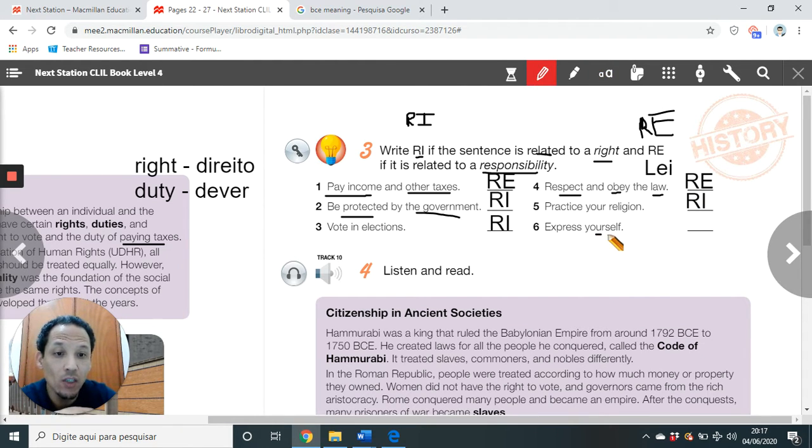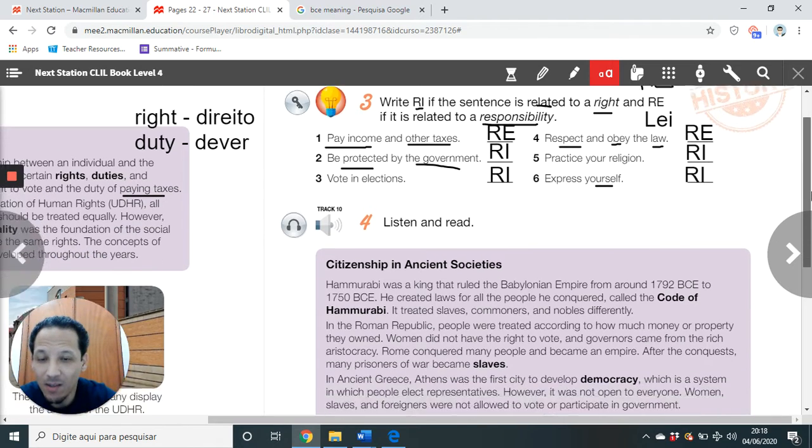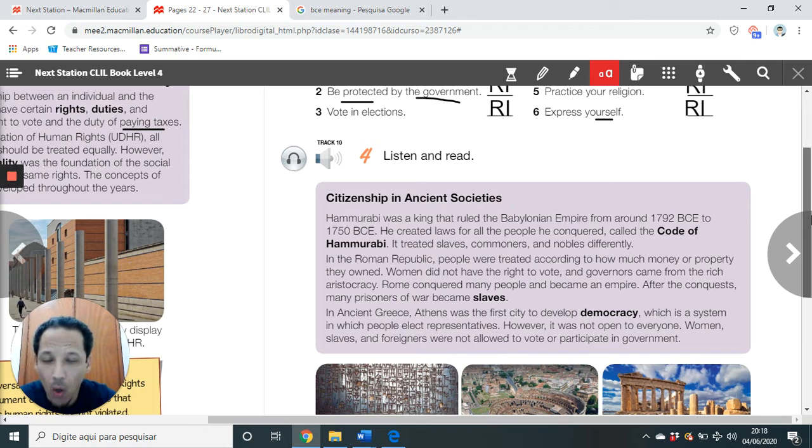And express yourself. Express yourself. Expressar-se. Express yourself. Expressar-se. Is it responsibility or right? It's easy, huh? This is easy, huh? It's a right, ok? Então, você se expressar é um direito que você tem, alright? It's a right, ok? Speak is a right, ok? All right, students, responsibility, R-I, right, direito, responsibility, ok? So, se você não fez, dá um pause aí, ok? Pause the video, all right?